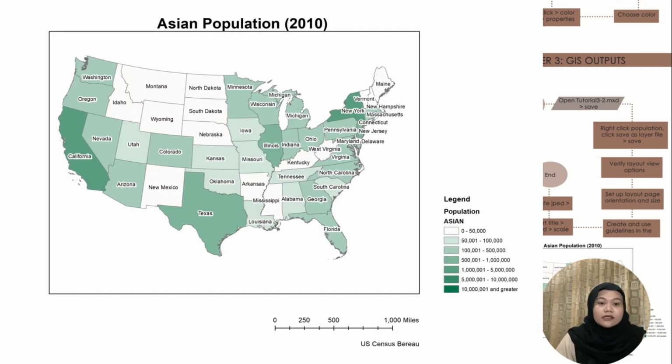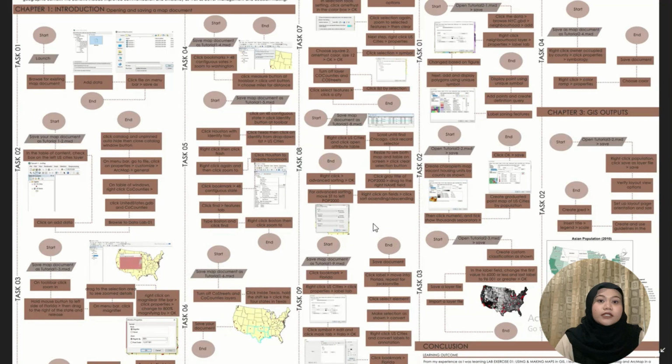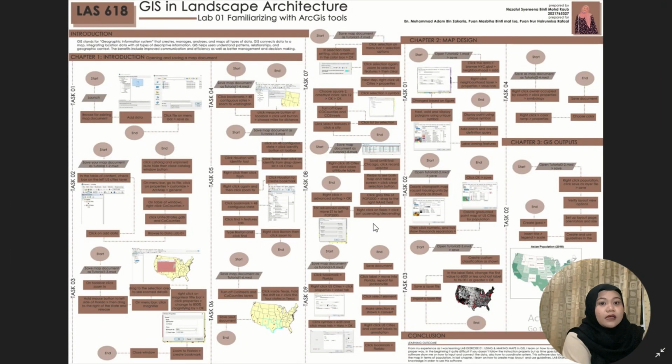title, and text. For the conclusion, from my experience as I was learning lab exercise 1, using and making maps in GIS, I learned how to use ArcCatalog and ArcMap in a proper way. In the beginning, it's quite difficult if you don't follow the instructions properly, but as time goes by, I started to get used to it.